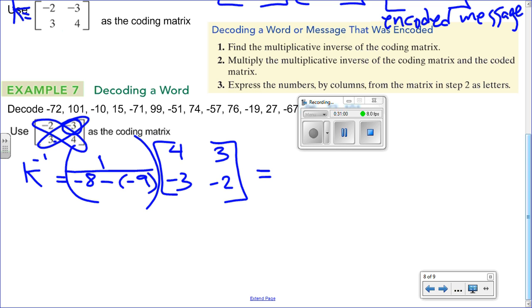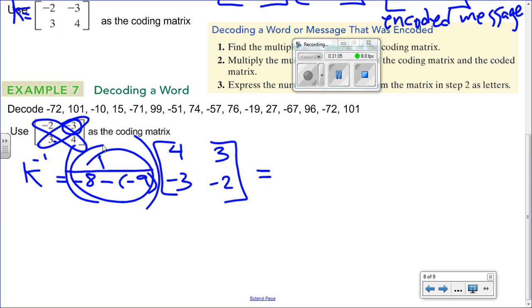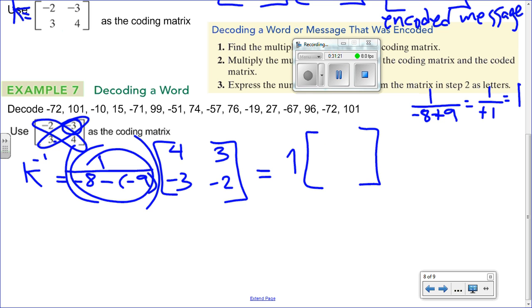So, if we compute this number here, it's just going to be 1 over -8 plus 9, which will be 1 over 1, which is positive 1. So it's just 1. I love when we just multiply by 1. That's perfect. We don't need to do anything. So the key inverse is just going to be 4, 3, -3, and -2.